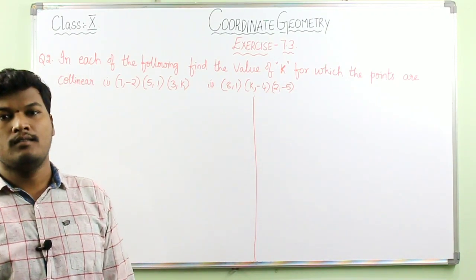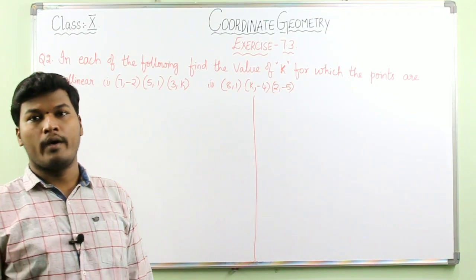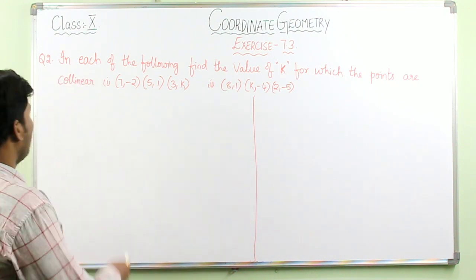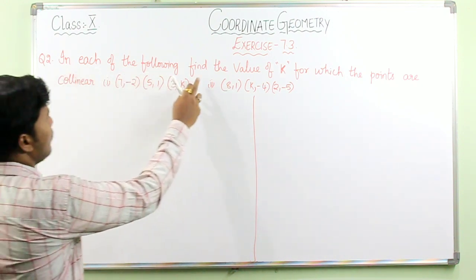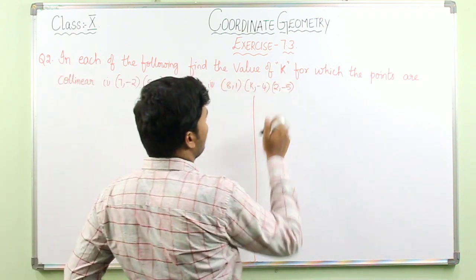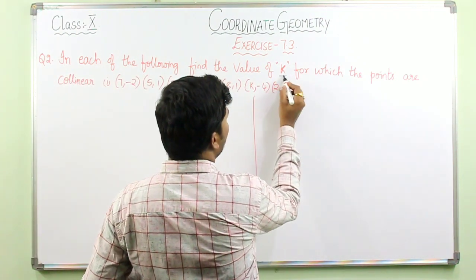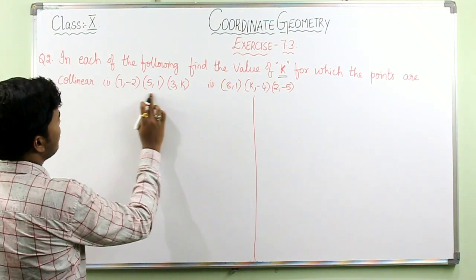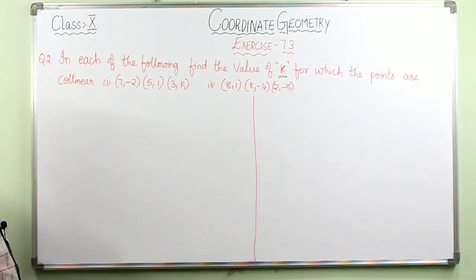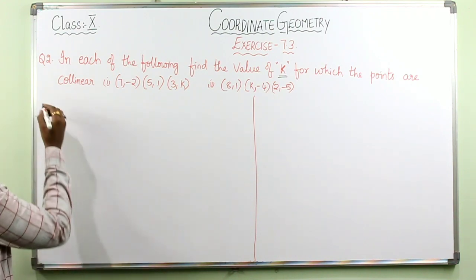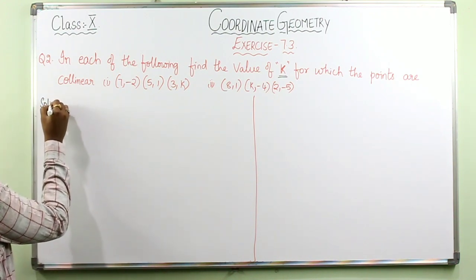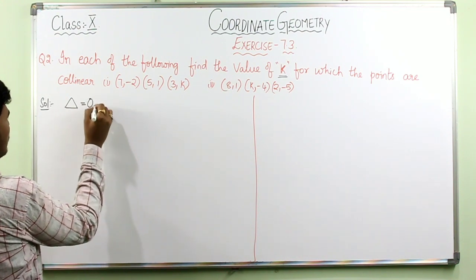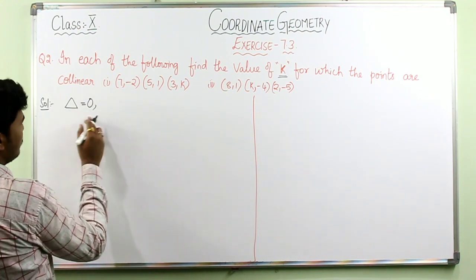Now let us discuss a problem on collinear points. The question is, in each of the following, find the value of k for which the points are collinear. So he has given that these 3 points are collinear. As I told you, if the area of the triangle becomes 0, then we can say that the points are collinear, right? Area of triangle is 0.